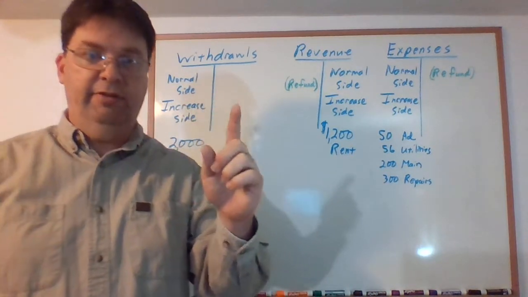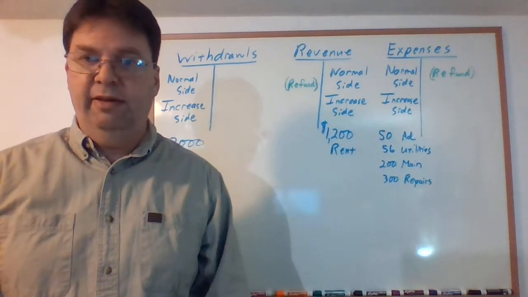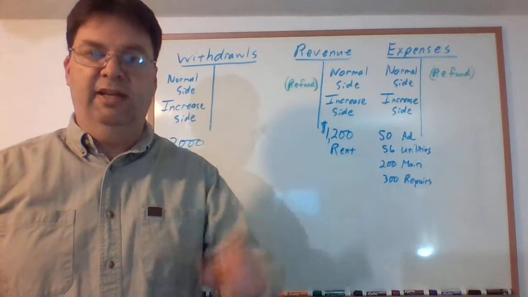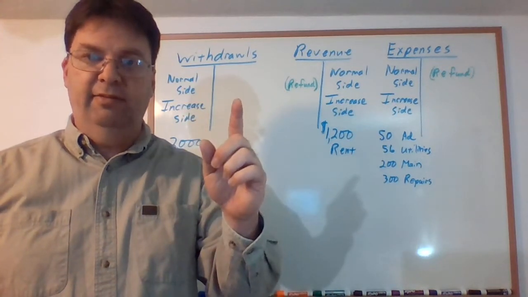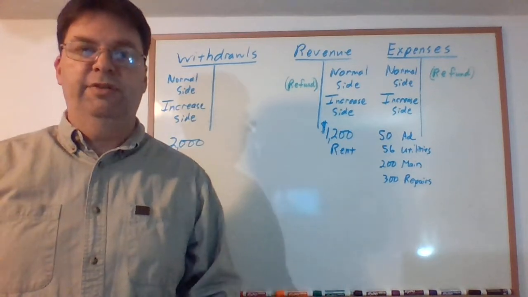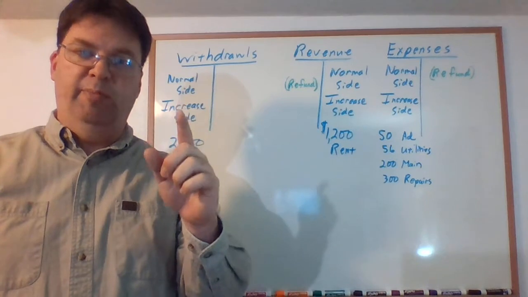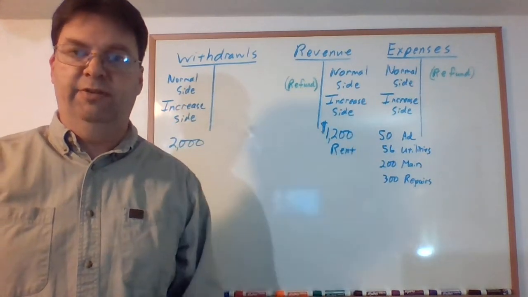So we got debit, credit, debit, credit, debit, credit. It does not mean anything good or bad. It just means left and right. That's it. Okay? So what we need to do is commit these things to memory. Where is the increase side or the normal balance side of these three accounts?